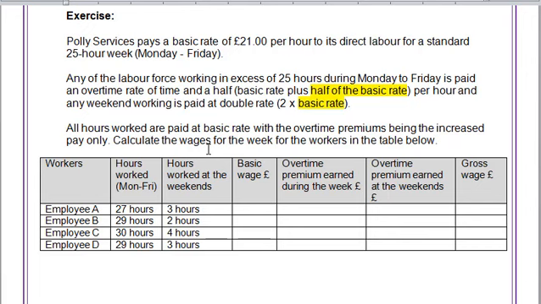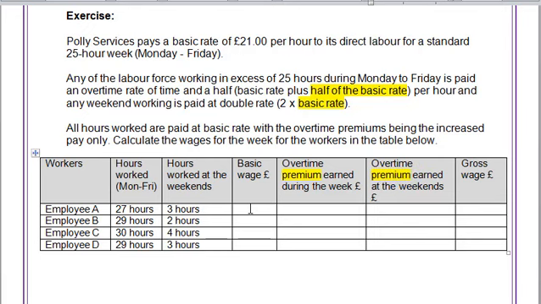You have employee A, B, C, D. The hours worked Monday to Friday, 27 hours, and worked at the weekend, which is all overtime on double rate, 3 hours. The table now says basic wage, overtime premium earned during the week, overtime premium earned at the weekends, then gross wages. Notice the question is asking you for the premium element, not just the overtime. So I'm looking for just the enhanced element.